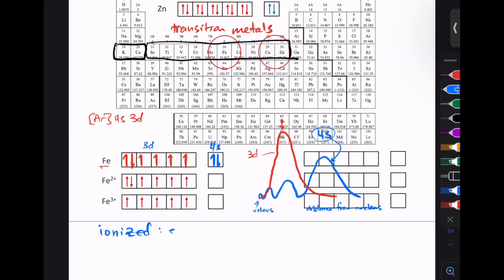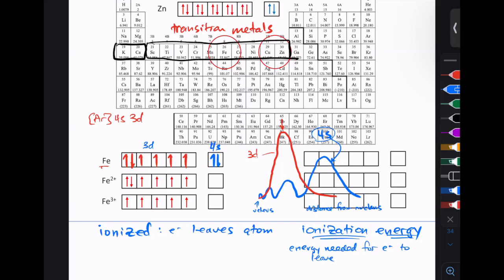So when ionized, the electron leaves the atom, and that takes some energy. It's called ionization energy. You need to overcome that ionization energy to get the electron to be so excited that it leaves the atom completely and never comes back. Right? That's the energy needed for the electron to leave the atom and never come back. Now we're going to take a look at ionization energies of different elements today, right? But here's the idea of it.